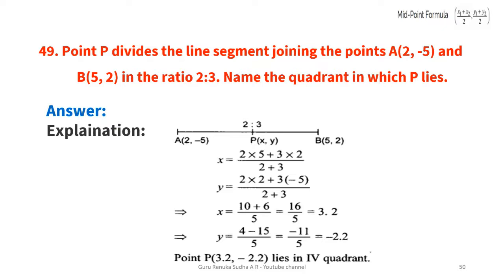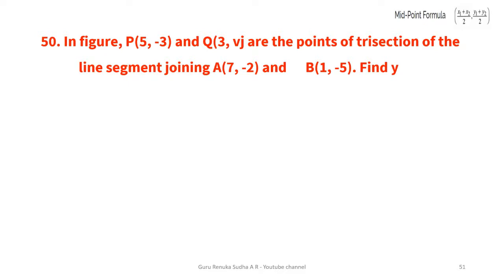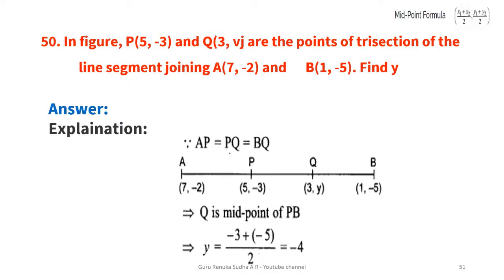Okay, next move on to the 50th problem. Look at this here, two points they have given are the points of trisection of the line segment joining A and B. Find the value. Yes, draw a straight line AB with points P and Q. All the values they have given. Using midpoint formula, you can easily calculate the value of y.